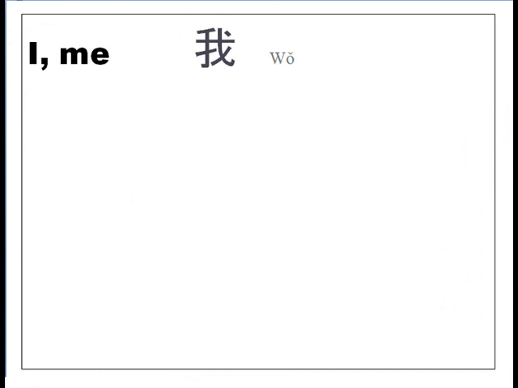Here are the personal pronouns in Chinese. We have to start with the singular. First, when we say I or me, we say 我. 我 means me. 我 means I. The second person is you. We say 你.